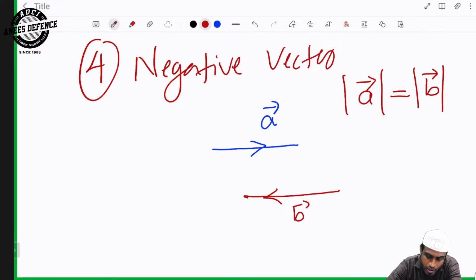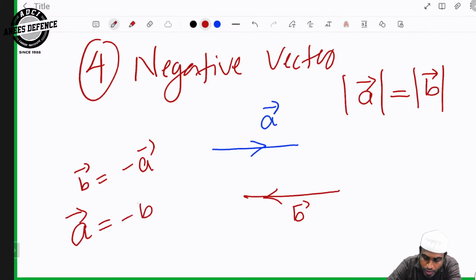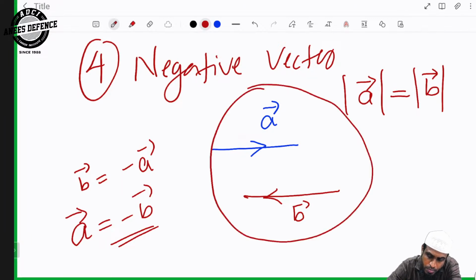Then you can call B vector the negative of A vector, or you can say A vector is the negative of B vector. This is the condition for the negative of a vector. Here A and B, both magnitudes are equal, but the direction is just opposite. So one vector can be called the negative of the other vector.